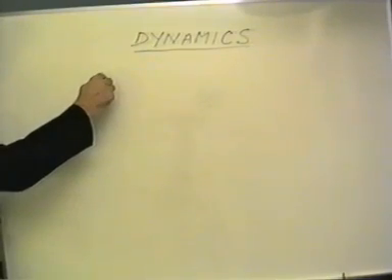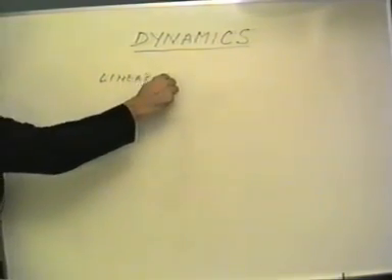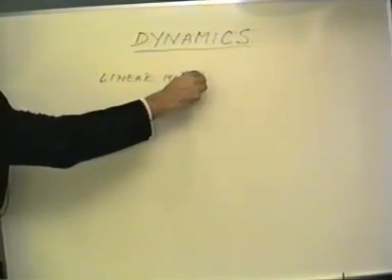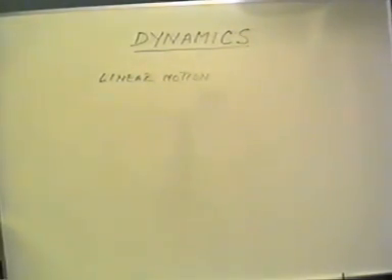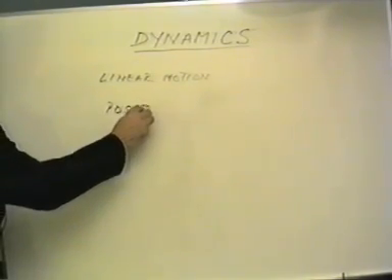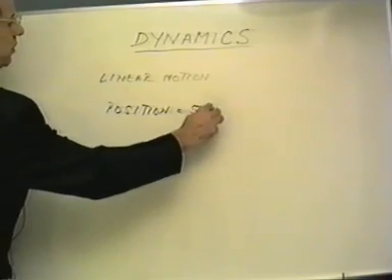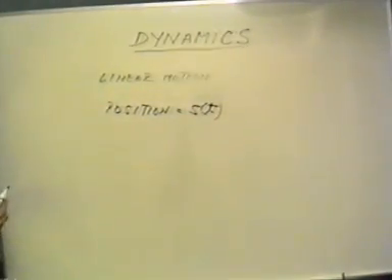Now, if we were considering strictly linear motion, and in the case of linear motion, we're talking about the body moving in a straight line, then we can write the following expressions. The position is normally indicated by S, and S may be a function of time. So the position along the straight line is changing as a function of time.